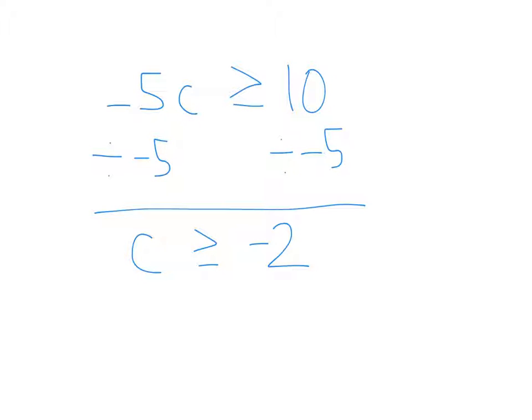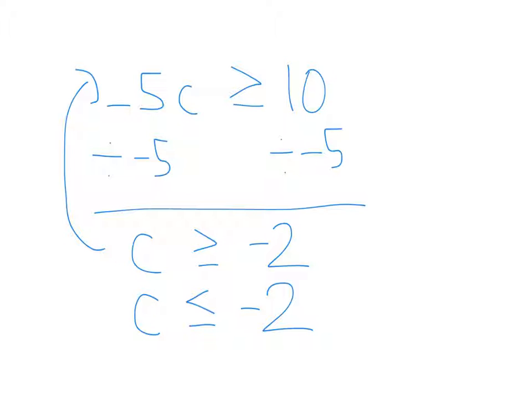But let's go ahead and plug in a value and see if that works. Do you agree that 0 is greater than or equal to -2? Well, yeah, it is. So if I plug 0 into the original equation up here, it should work. But -5 times 0 is 0, and that is not greater than or equal to 10. So we've got to switch the direction of the inequality symbol to make it a true statement. Everything else is done the same way.